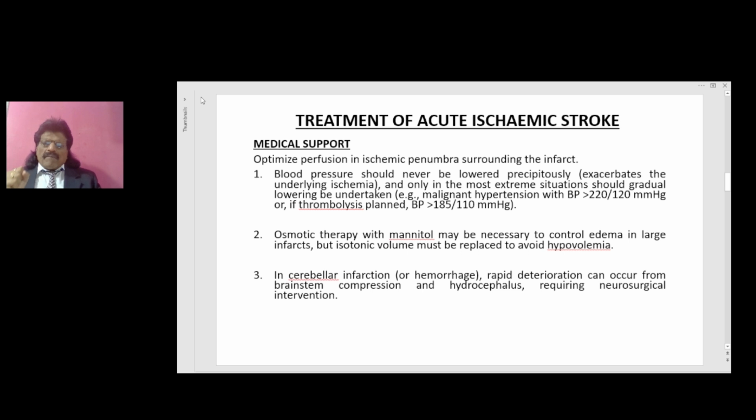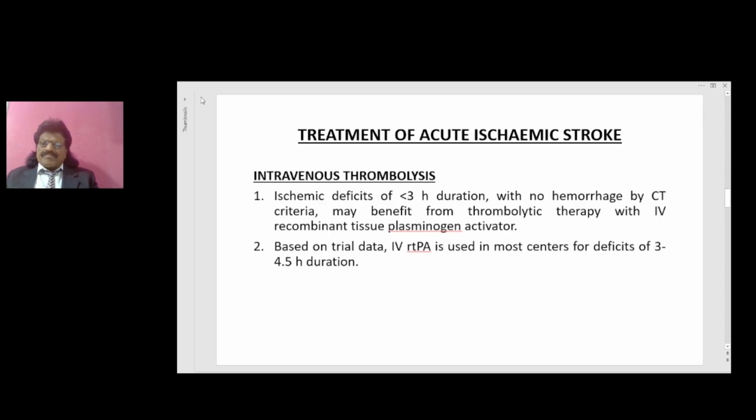Osmotic therapy with mannitol may be necessary to control edema in large infarcts, but isotonic volume must be replaced to avoid hypovolemia. In cerebellar infarction or hemorrhage, rapid deterioration can occur from brainstem compression and hydrocephalus, requiring neurosurgical intervention.